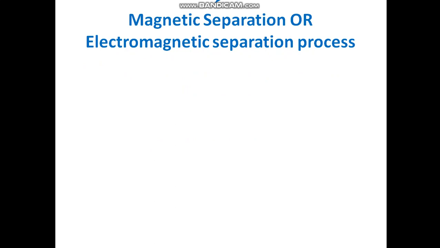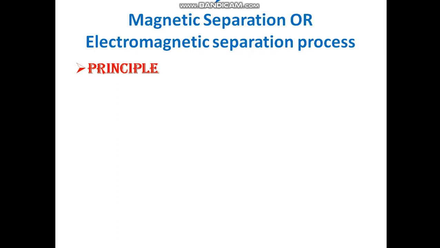Now, magnetic separation or electromagnetic separation process. The name itself, magnet, tells us that we are going to separate the magnetic and the non-magnetic particles. This method is one of the methods which is used to separate both magnetic and non-magnetic particles in various fields, that is, in the mining field.